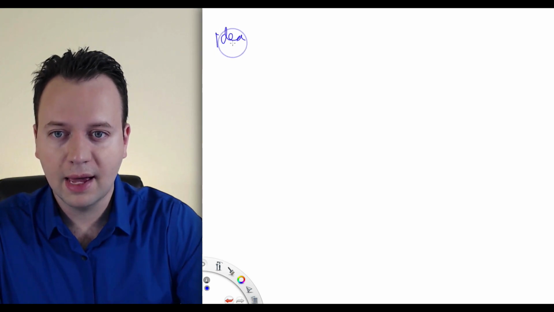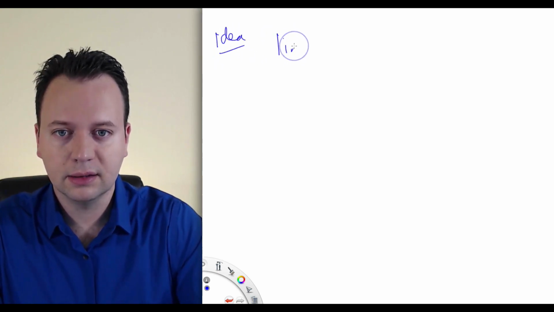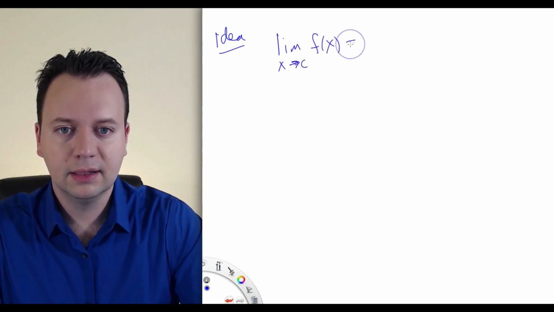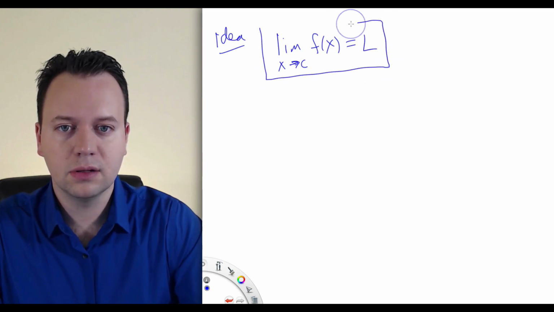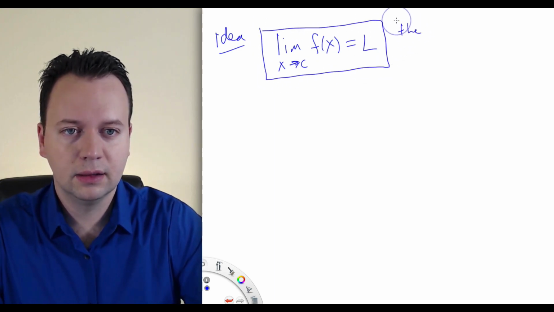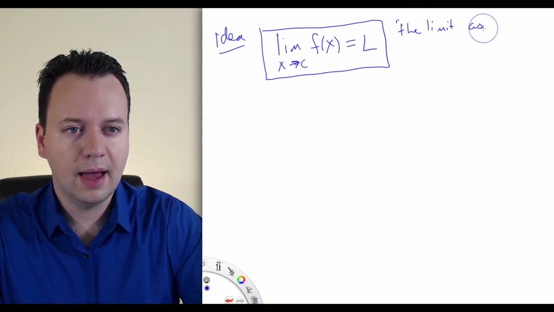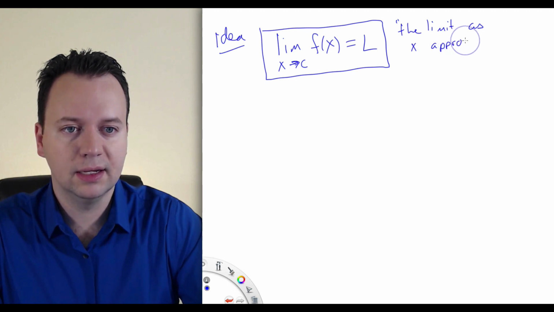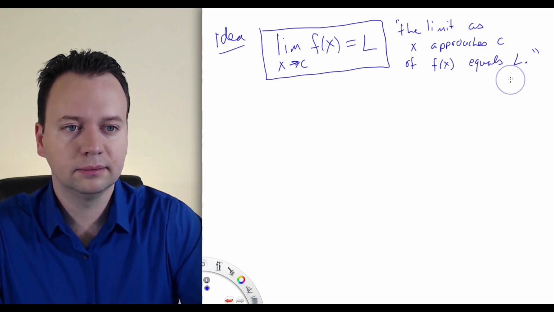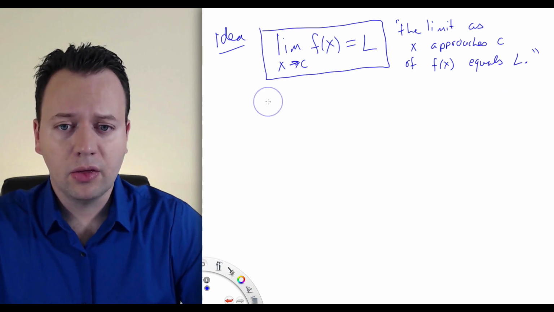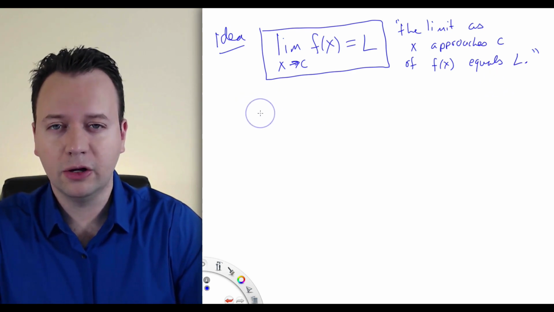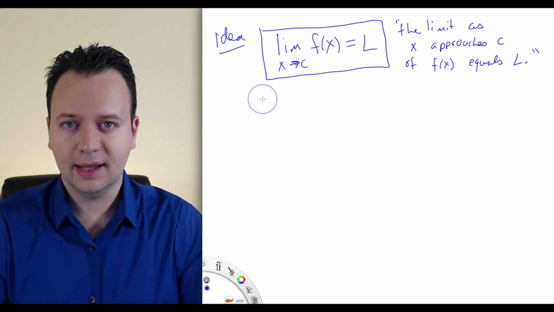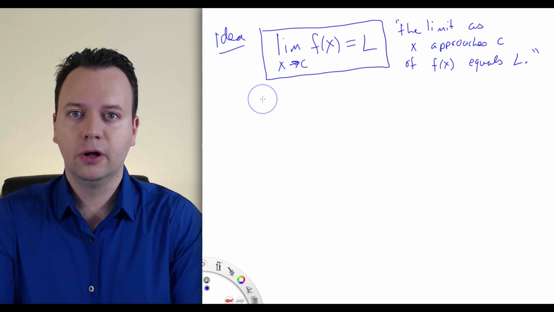So we would write it like this: the limit as x approaches c of f of x is equal to L. This is the notation, and we would read this as the limit as x approaches c of f of x equals L. And what this means is that the values of f of x are becoming closer and closer to L as the x values are becoming closer and closer to c.